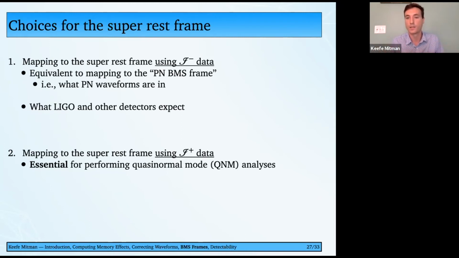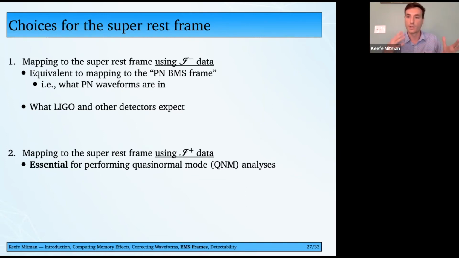The other option, which is less explored but I've recently been looking into, is that we can also use the data at scri plus to map to the super rest frame. This turns out to be essential for performing any kind of quasi-normal mode analysis, because when Teukolsky came up with his QNM formalism, it's assumed that the black hole is in its own center of mass frame as well as its super rest frame. So really, when LIGO does any kind of QNM analysis to test GR, they should be mapping their waveforms to the super rest frame.